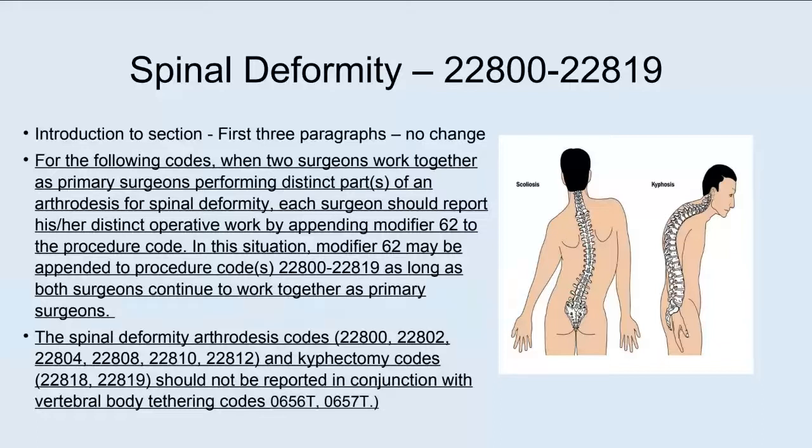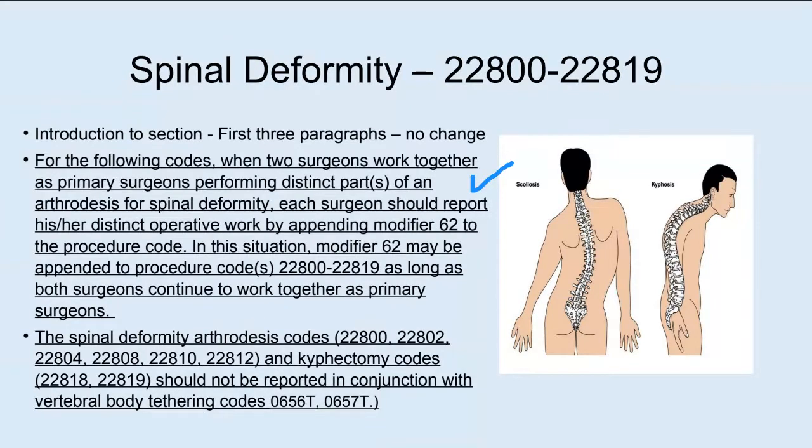But there's also changes in the sections for spinal deformity, which are 22800, 22819. So the introduction of the section starts out saying the same, but then it has this additional paragraph. When two surgeons work together as primary surgeons performing distinct parts of an arthrodesis for spinal deformity, each surgeon should report his or her distinct operative work by appending modifier 62 to the procedure code. In this instance, modifier 62 may be appended to procedure codes 22800, 22819, as long as both surgeons continue to work together. So each surgeon is doing something different, but all of what's being done is reported by one code. So therefore, they both report the same code with the modifier 62.